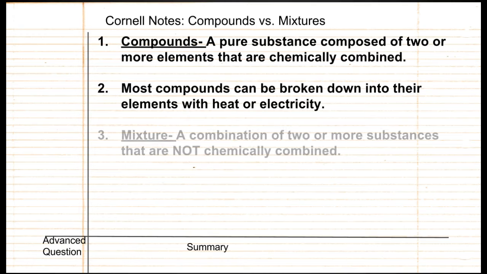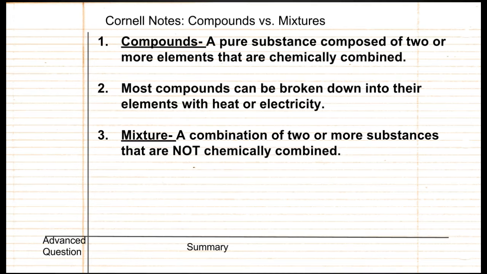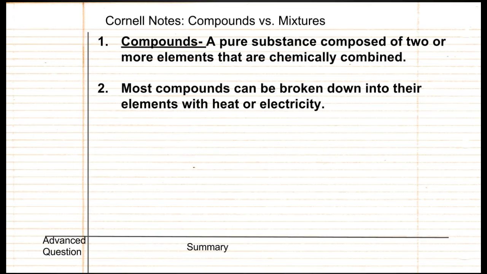Alright, number 3. A mixture. A mixture is when you combine two or more substances, but they're not chemically combined. So here are some examples of some mixtures. Here's sugar water, here's water with some sand, and here's some water with some salt. All these are mixtures because they still have the properties of the original materials, and you can always get the materials back and separate it. So there isn't a chemical change. It's just a combination of two substances in a solution, but they're not chemically combined. Okay, go ahead and think up a question for number 3, and then moving on to number 4.